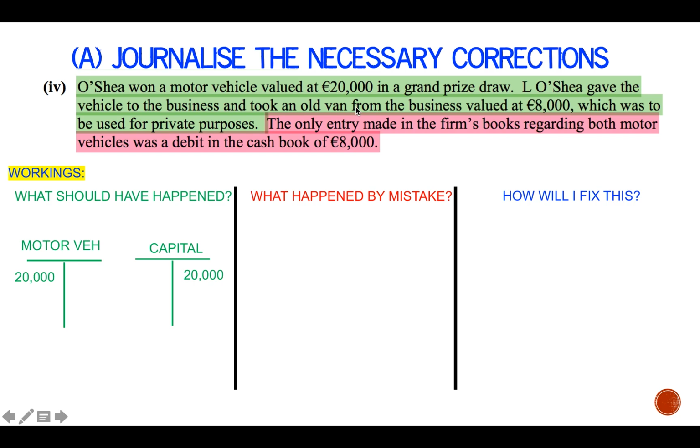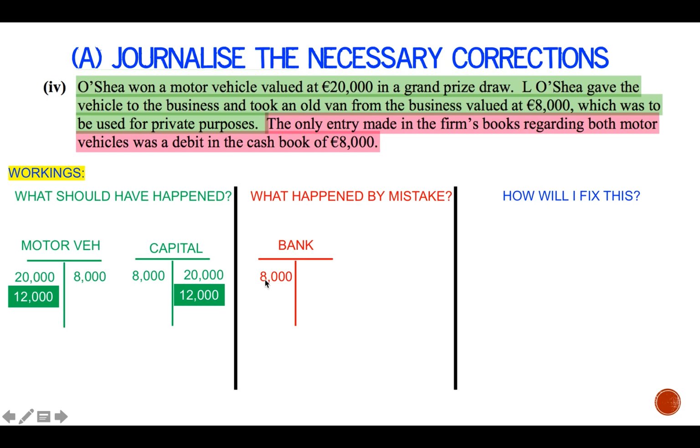L. O'Shea gave this vehicle to the business and took an old van from the business valued at €8,000, which was to be used for private purposes. So €8,000 is going to come out of our motor vehicle account. Overall, we have 12,000 being debited there, 12,000 being increased. And in the capital account, 8,000 has been taken out. Now, some people might choose to put that 8,000 into drawings, and they would allow that also. So 12,000 in the capital account.